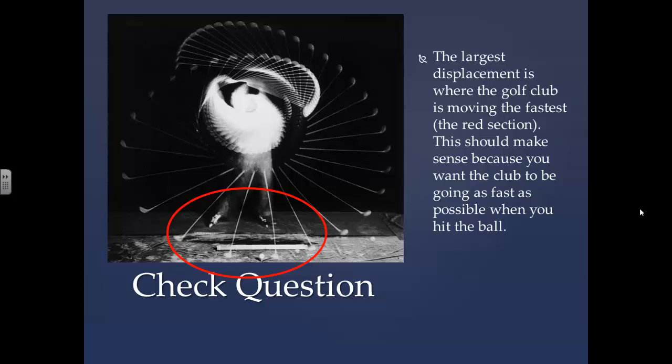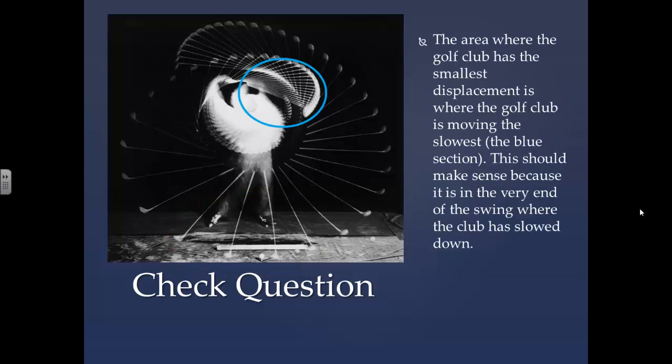The largest displacement is where the golf club is moving the fastest, the red section. This should make sense because you want the club to be going as fast as possible when you hit the ball. The area where the golf club has the smallest displacement is where the golf club is moving the slowest, the blue section. This should make sense because it is in the very end of the swing where the club has slowed down.